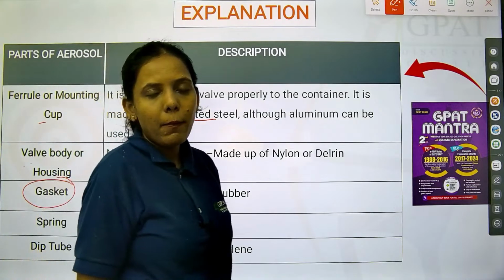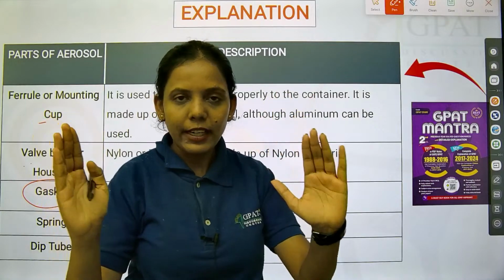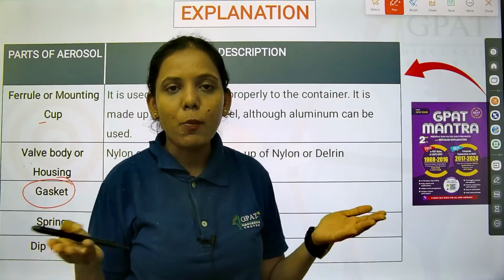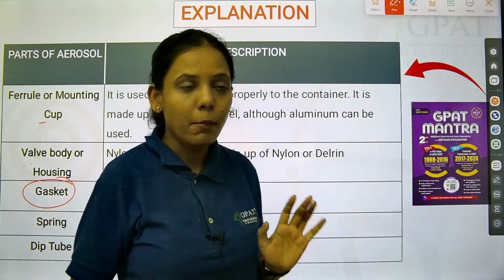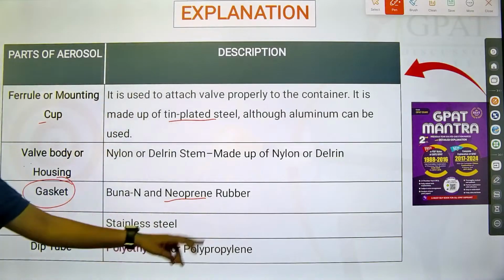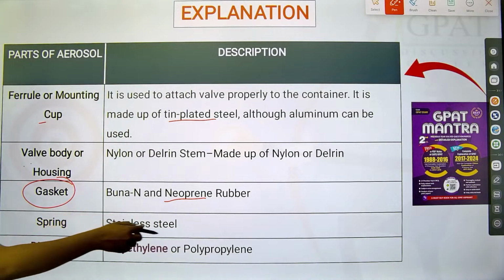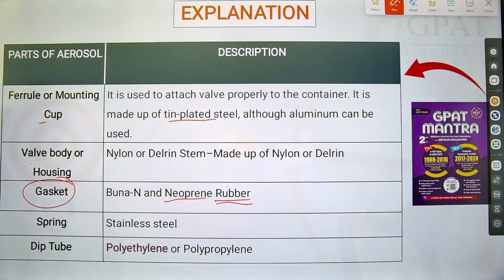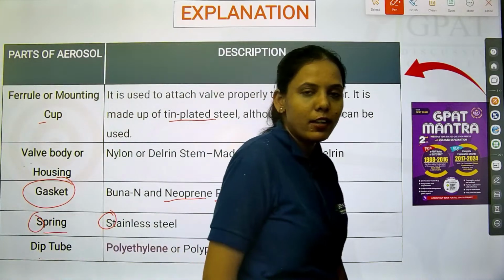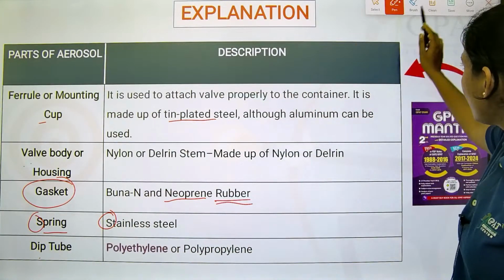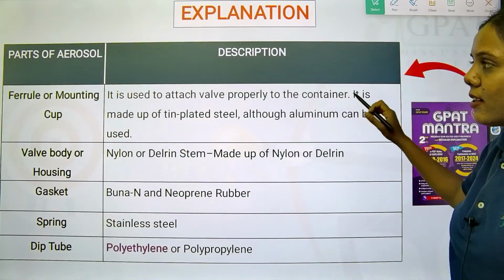So if you cannot remember, at least you can remember a basket, right? Because that sounds very similar. So basket, plastic basket you can remember. So butadiene and neoprene rubber it is there. Not plastic, rubber bag, okay? Rubber basket you can remember. Spring SS is easy. Stainless steel. Dip tube it is made up of polyethylene or polypropylene, okay? The materials of the plastic. So polyethylene is the right answer.